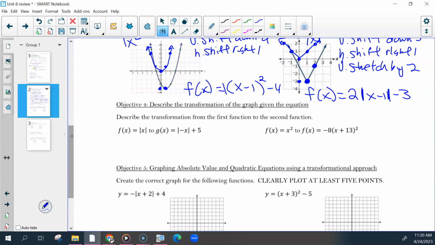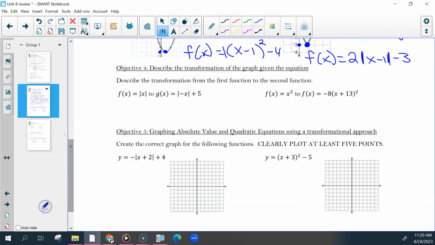Objective 4 is it gives you equations and you have to write out the transformations. So look at the original, look at what's changed. Anything that is different, those are going to be your transformations. And you're going to write out what those things are. So what would the negative on the inside do? No, not in this case. Think about your transformations. Which transformation goes with a negative sign?